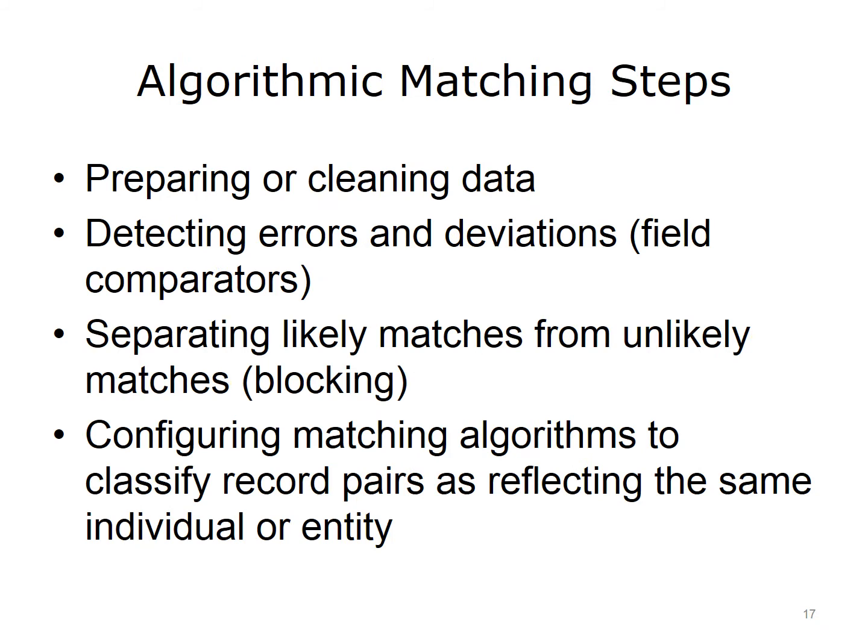In the algorithmic matching process, there are a series of steps. First, the data undergoes a preparation or cleaning process. Next is the detection of errors and deviations, looking at the field comparators. This is followed by the separation of likely from unlikely matches, sometimes called blocking. Finally is the configuring of matching algorithms to classify record pairs as whether or not they reflect the same individual or entity with regards to algorithmic matching.